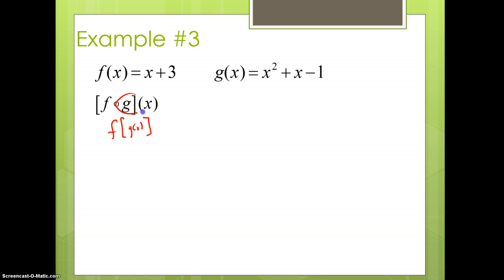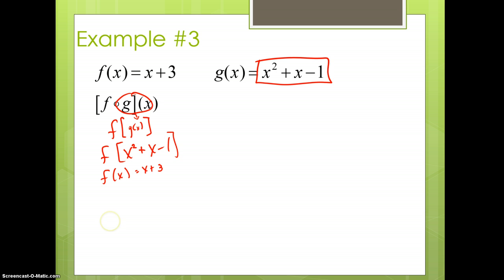So if you notice, these two kind of go together and they form this. And then the f is still on the outside, so we're going to take whatever g of x is and plug it into f of x. Our first step is just going to show what is g of x. So we look up here and they've given us this g of x function. We're saying g of x is this. So instead of g of x, I write this, and now I say I want f of this.